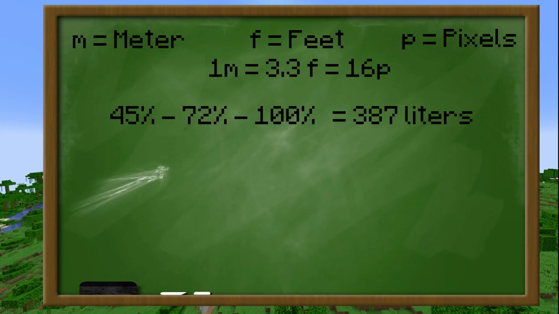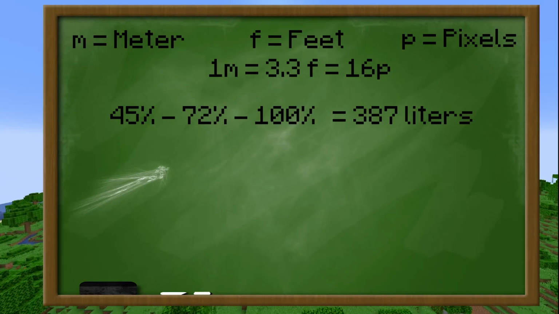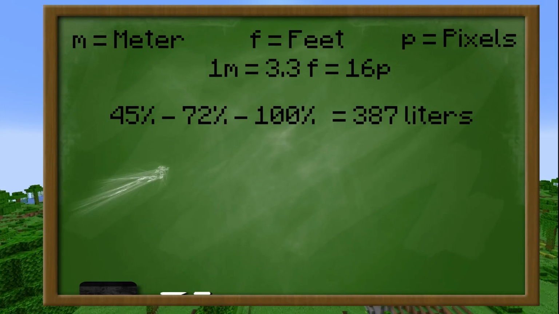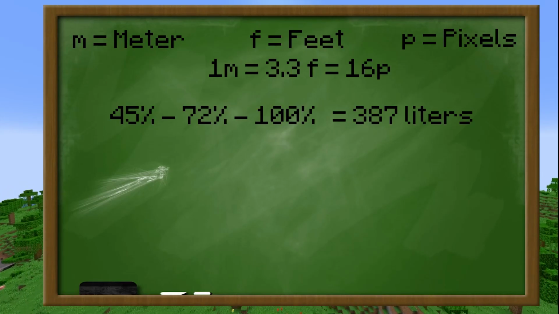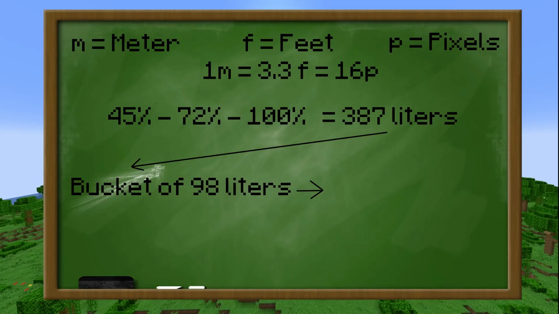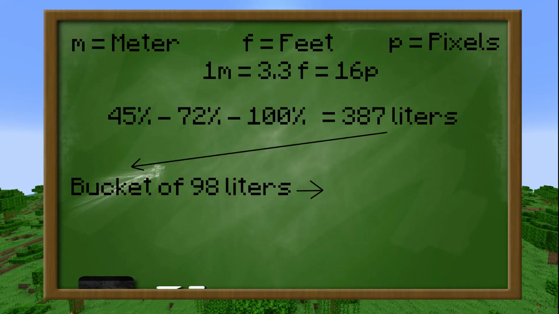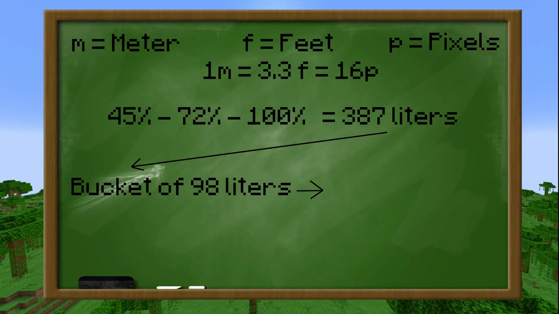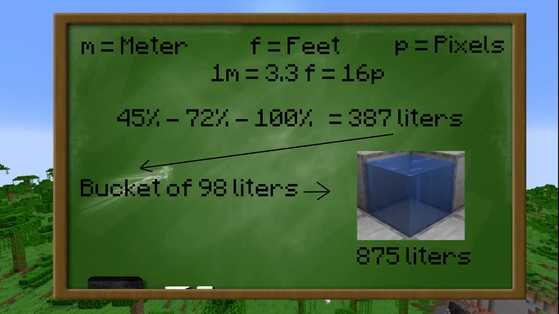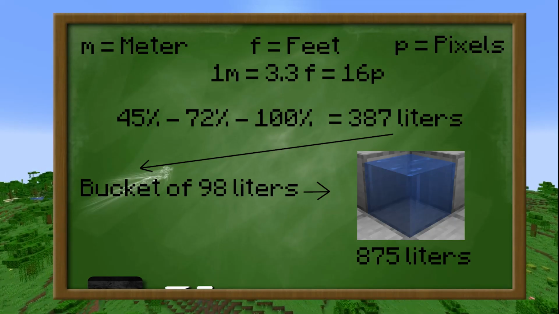So then 3 bottles of water in a cauldron fills 45% of the first stage, then up to 72 at the second stage, and then the full 100%, which is now 387 liters. And pick it up by a bucket and it now goes down to 98 liters, although all the water left the cauldron. And if you now place the water down, it's 875 liters.